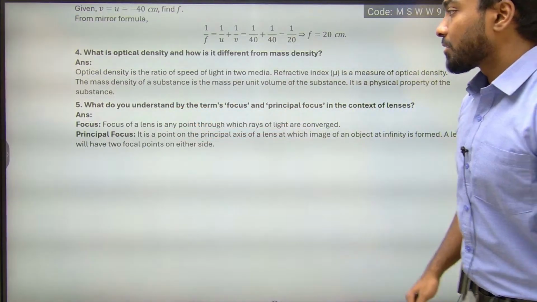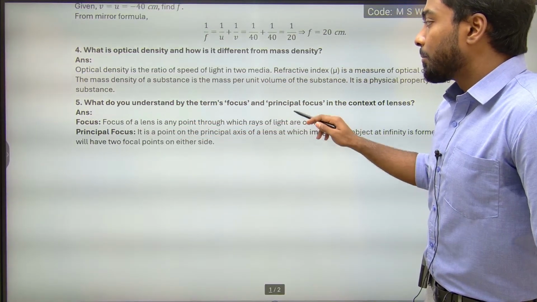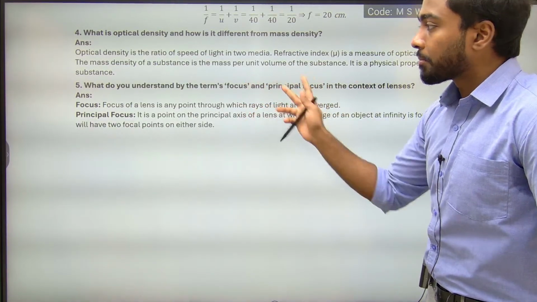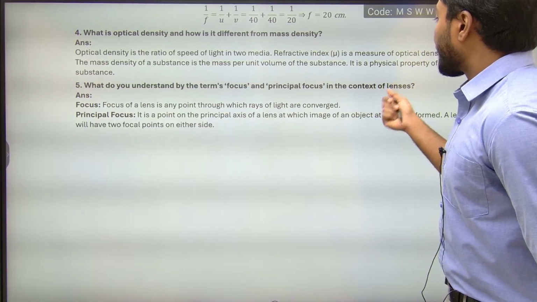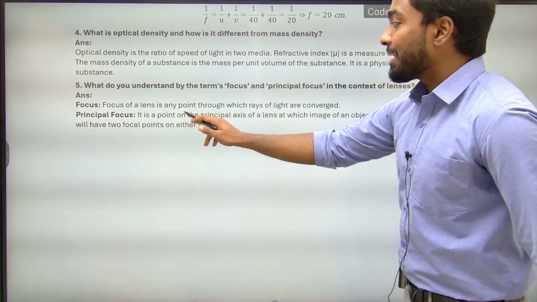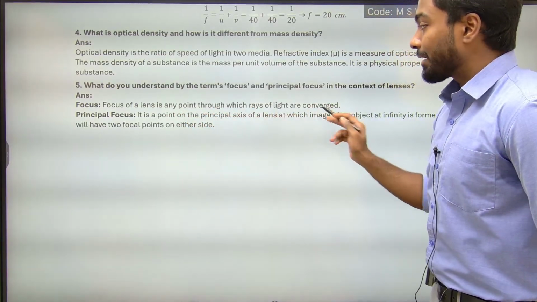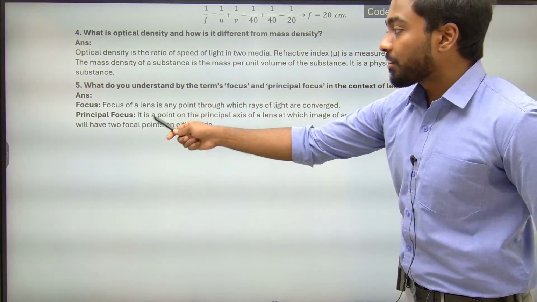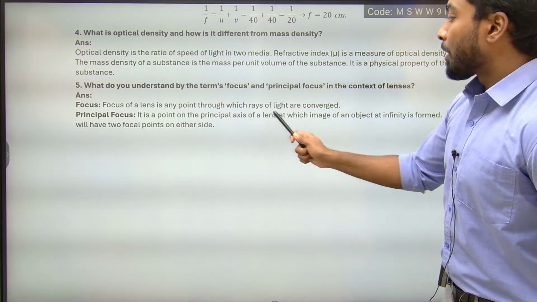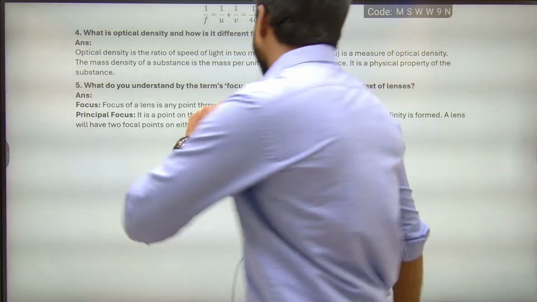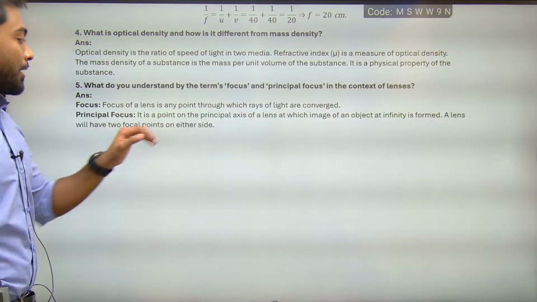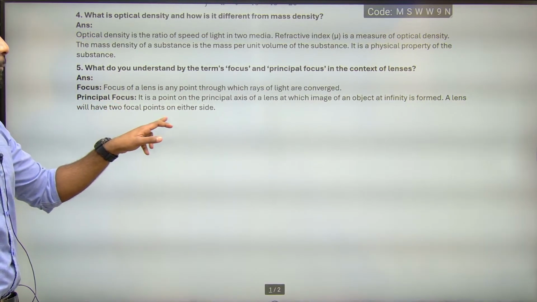So next question is, what do you understand by the term focus and the principal focus? The two different terms, focus and the principal focus, in the context of lenses. So the focus of a lens is any point through which rays of light are converged, and principal focus is a point on the principal axis of a lens at which the image of the object at infinity is formed, and a lens will have two focal points on either side.